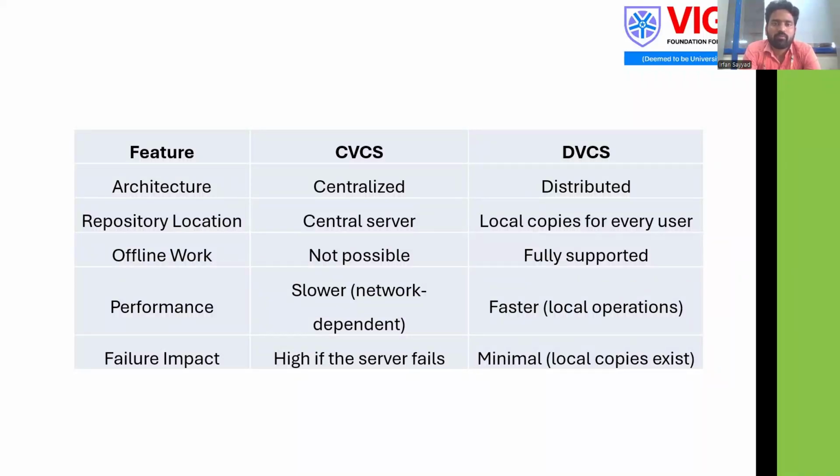When compared on performance, a distributed version control system is faster than a centralized version control system. Failure impact: when the server goes down, the centralized system is at risk. But in distributed systems, it doesn't depend upon the server; it depends upon the local copies.